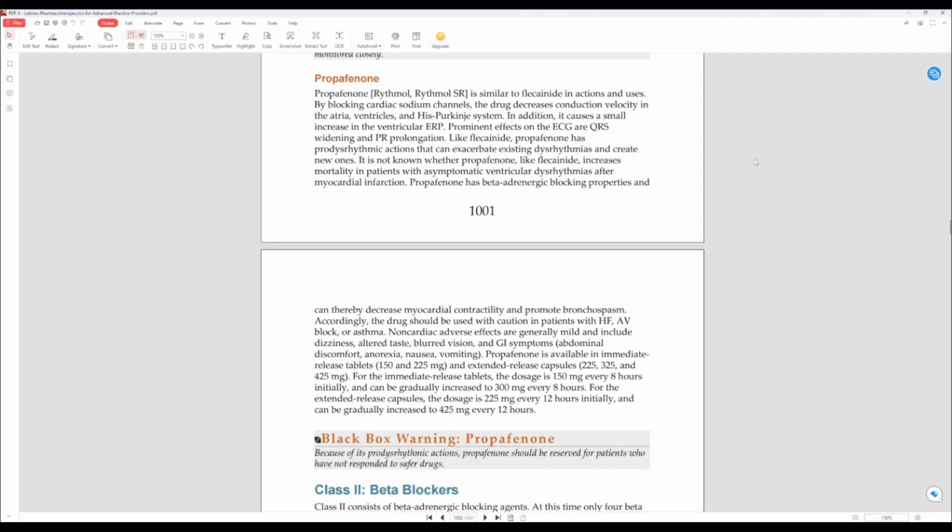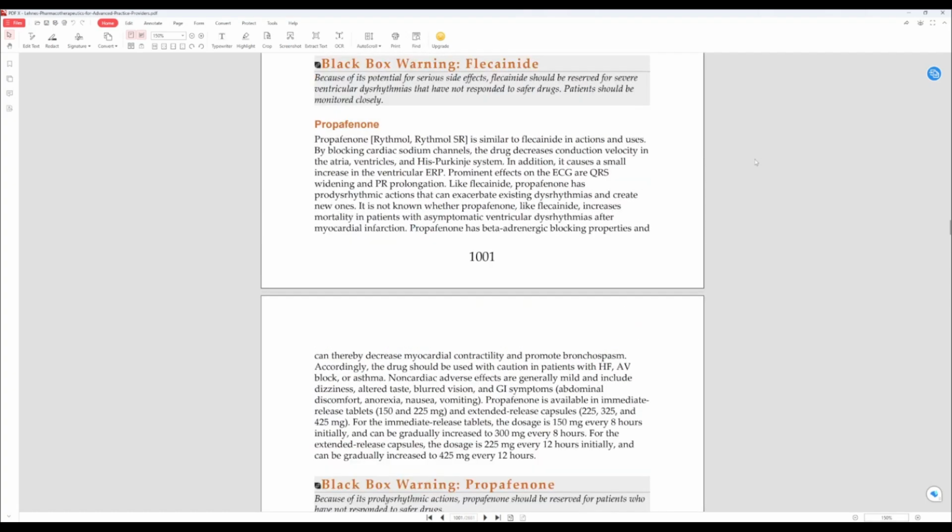Non-cardiac adverse effects are generally mild and include dizziness, an altered taste, blurred vision, and some GI symptoms. Rhythmol is available in immediate-release tablets and extended-release capsules. For the immediate-release tablets, the dosage is 150 milligrams every 8 hours and can be gradually increased to 300 milligrams every 8 hours. For the extended-release capsules, the dosage is 225 every 12 hours and can be gradually increased to 425 every 12 hours.